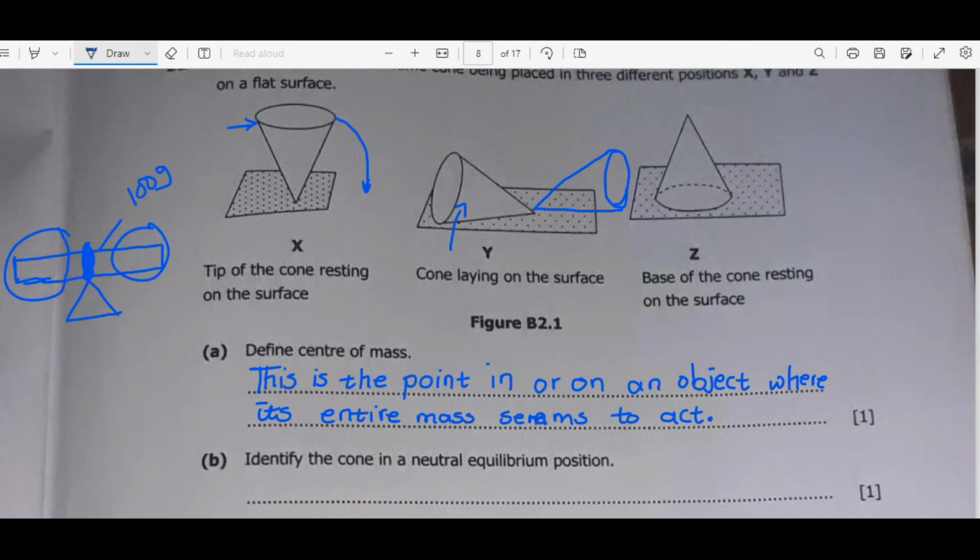Then for this one, if we apply a certain force, because the base is greater than this one, it will just move a bit, then it goes back to its original position. So this one is stable. So the cone at position Y is where we have neutral.